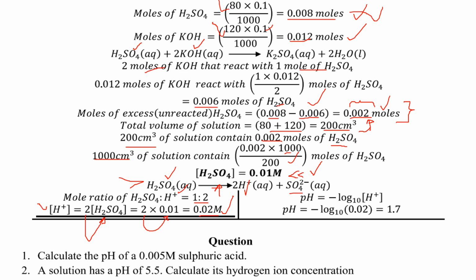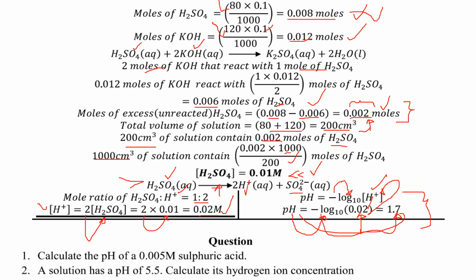Now pH is given by the negative logarithm to base 10 of the hydrogen ion concentration. If that's the case, you just have to substitute, and you're going to end up with pH equal to the negative logarithm to base 10 of 0.02, where 0.02 is the concentration of the hydrogen ions or protons. After substituting it in the calculator, you end up with 1.7 as your pH. That means your resultant solution was acidic.